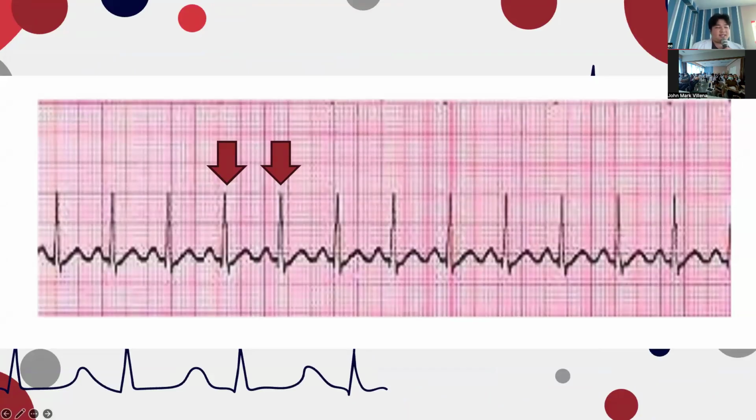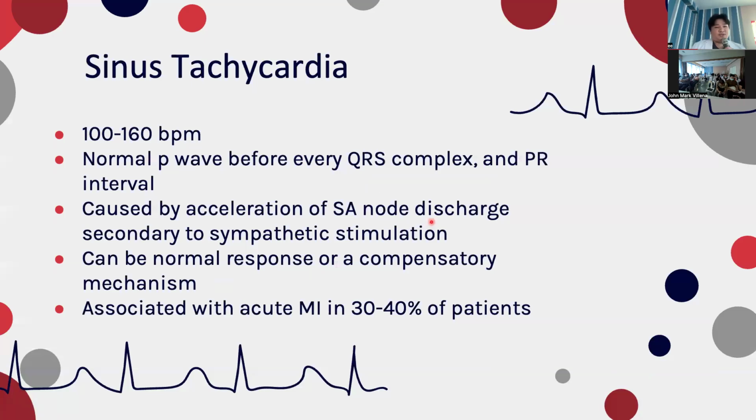So we see this ECG strip. We first determine the rate. It's more than 100. The rhythm is regular. There are present P waves, then the QRS is normal. So we have sinus tachycardia.